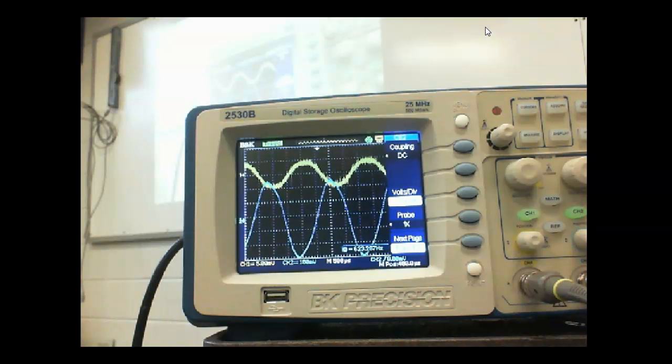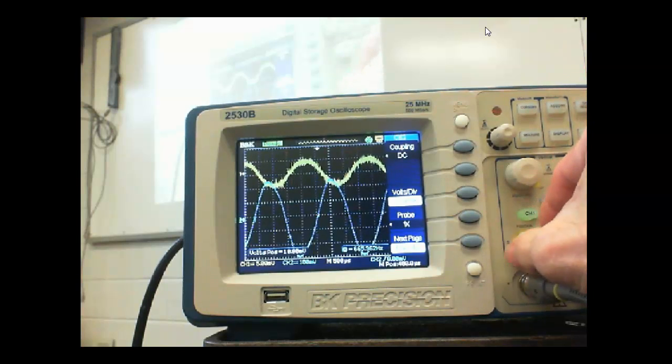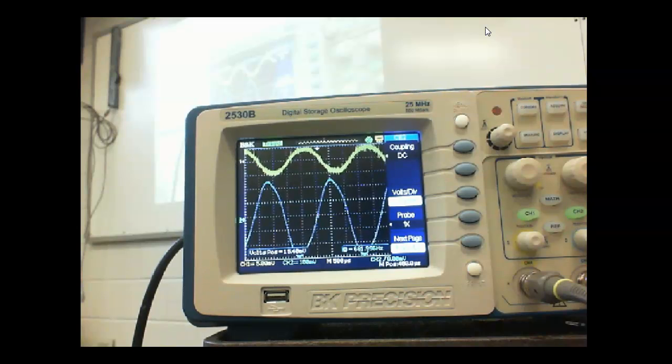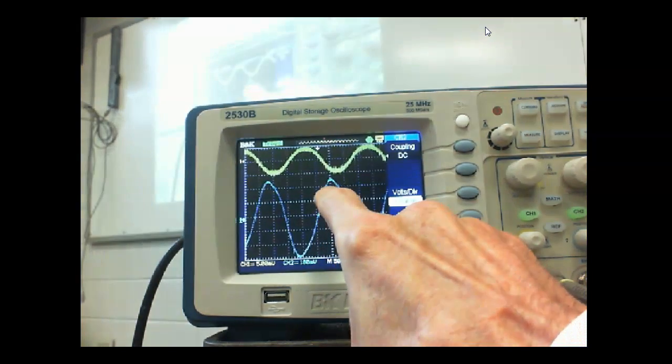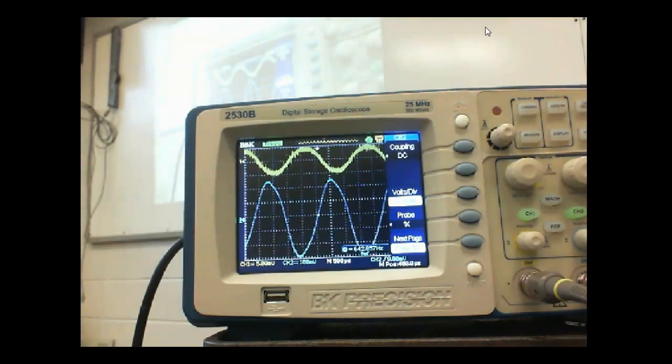So this is loaded. The bottom one's not quite on that thing. What I'm going to do is take my yellow one and get it out of the way, because we know it's okay, and that way we can see it real well. I've got it on 100 millivolts per division. 1, 2, 3, 4, 5.6. So it's 560 millivolts, right?